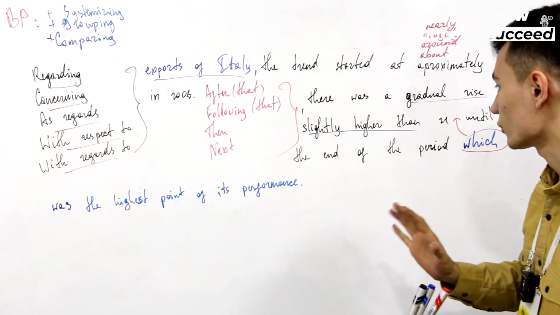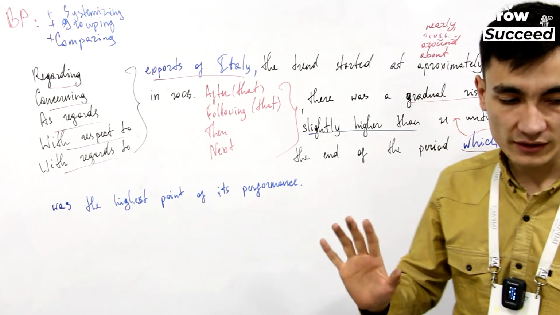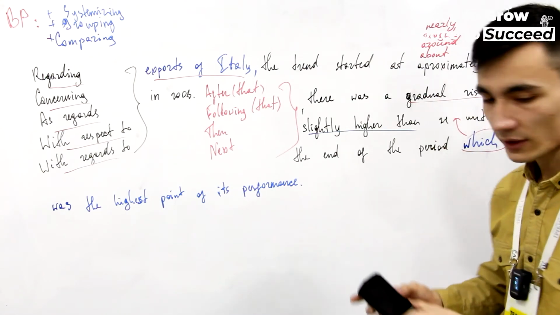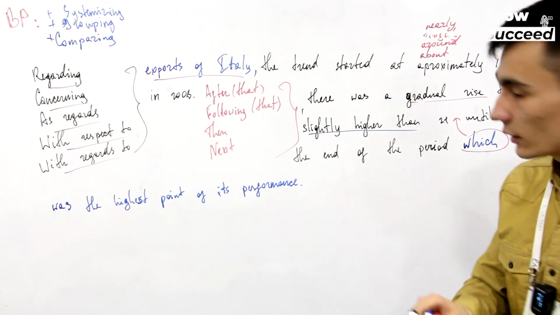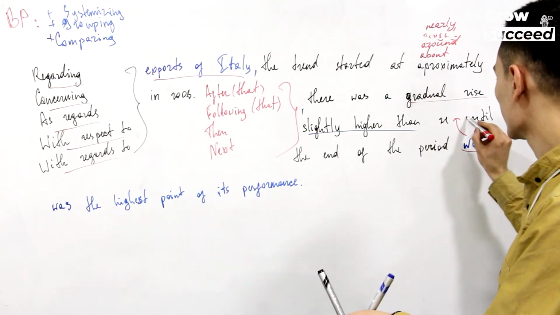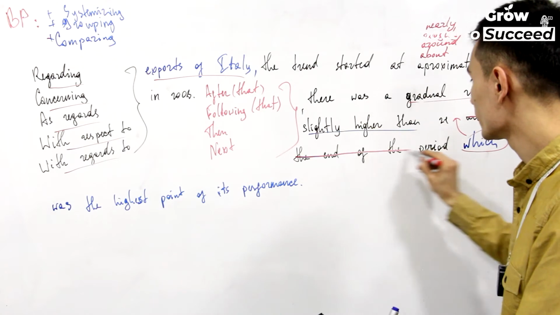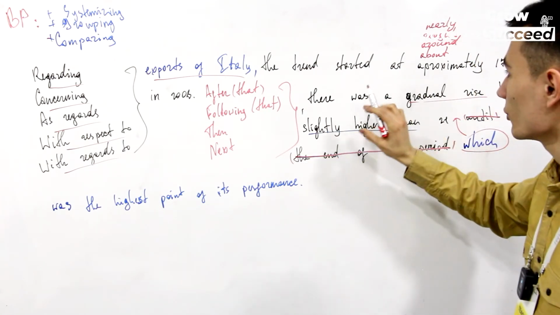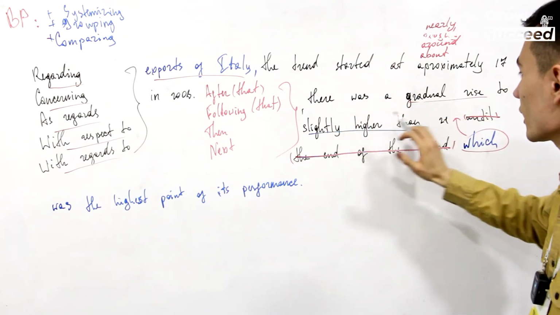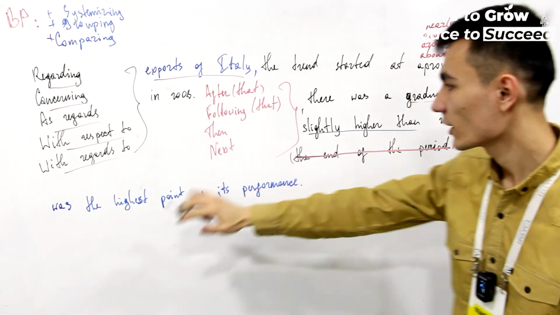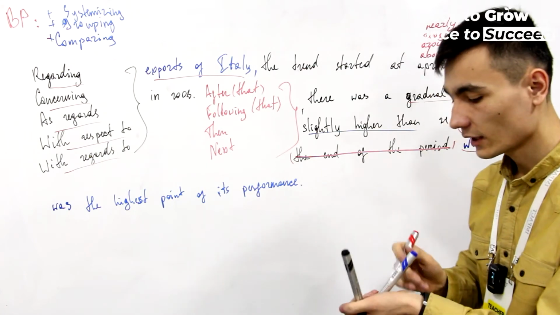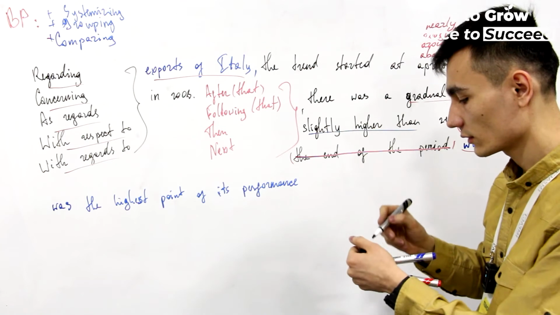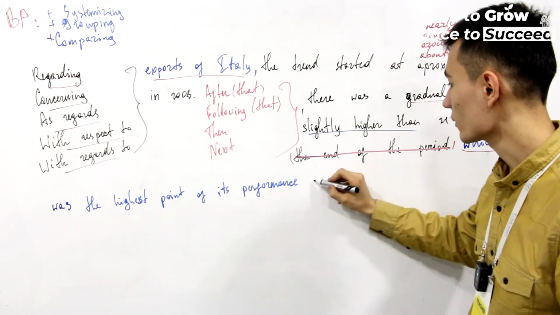I'm going to confuse you here, so let me erase this part now. Or I can simply do this. Imagine we didn't write this part. So I would say there was a gradual rise to slightly higher than 21, which was the highest point of its performance, and I say until the end of the period.